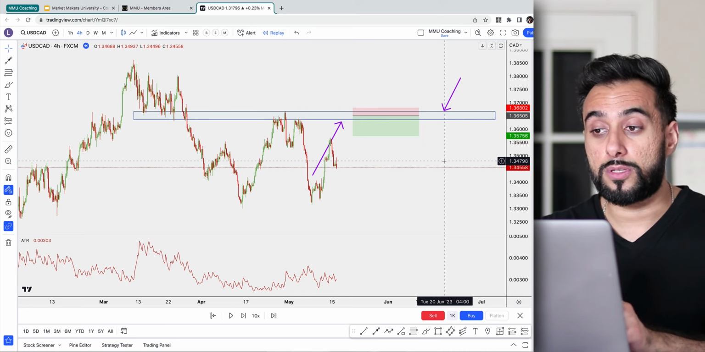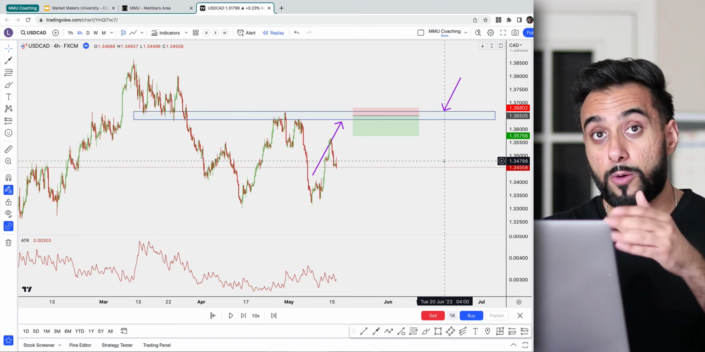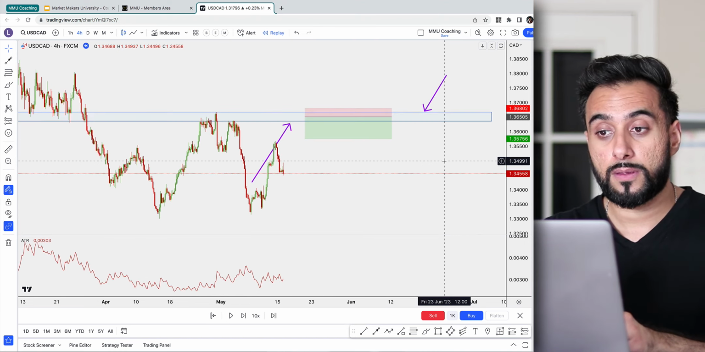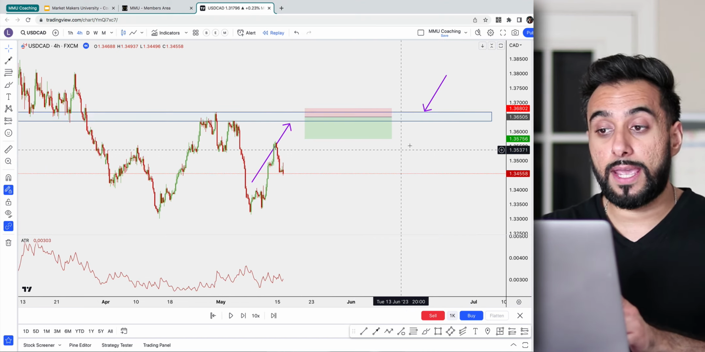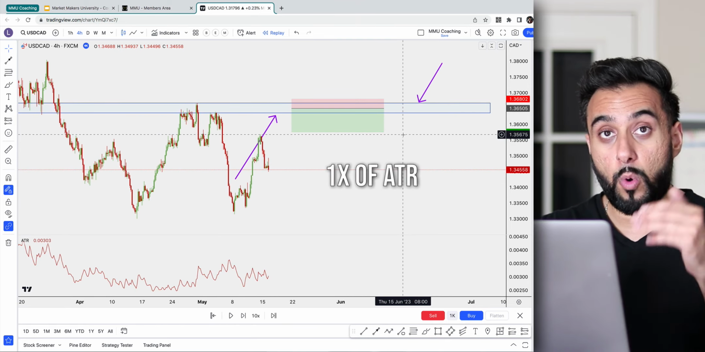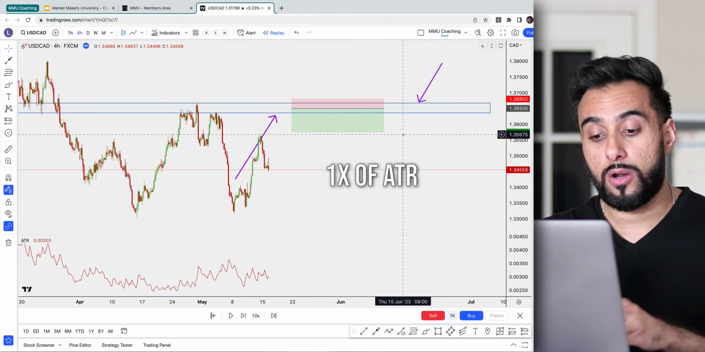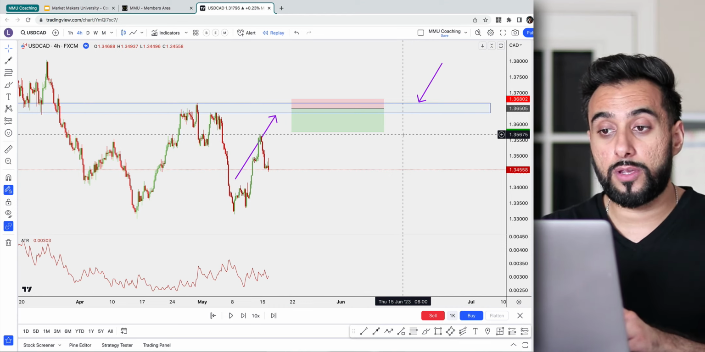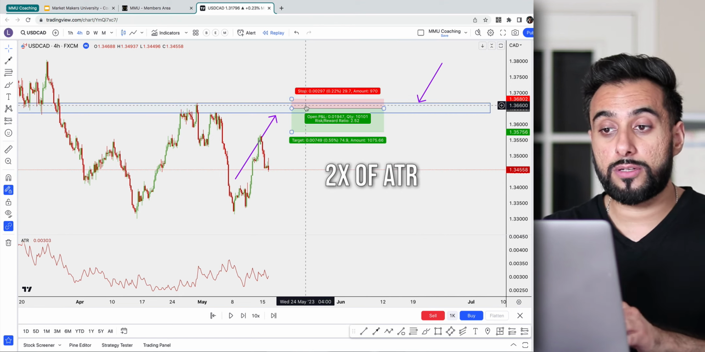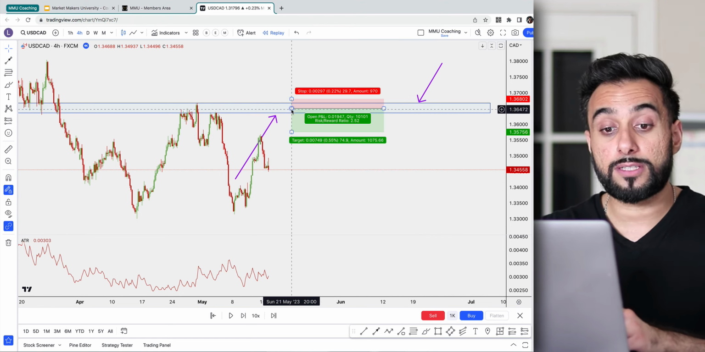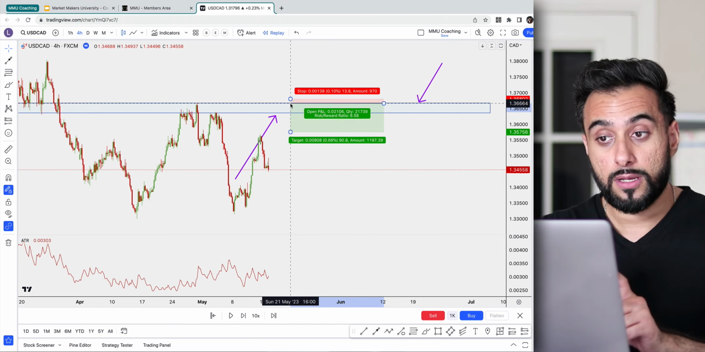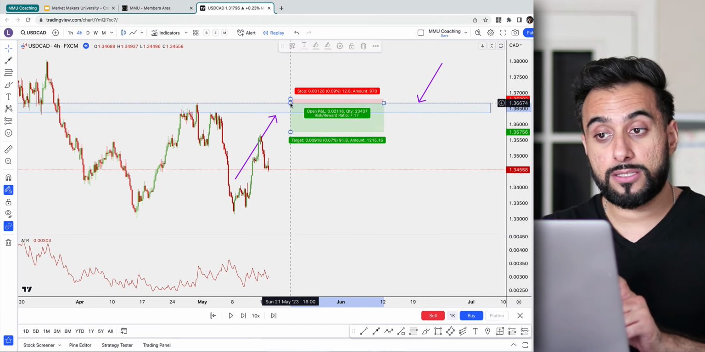So what you can do to be super specific and give yourself a rules-based approach, you can put your stop loss at a multiple of the ATR. So for example, you can do your stop loss of 1x of the ATR. Or if you're a little bit more conservative, you can do a different multiple. You can even do 2x of the ATR. If you decided to do your stop loss at 2x of the ATR, you would have a stop loss of around 60 pips.